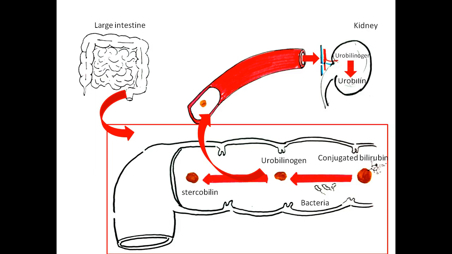urobilinogen is converted to urobilin, and urobilin gives the urine its characteristic yellow color, and the other portion, the stercobilin, is excreted into the stool. That is why our fecal matter or stool has a characteristic brown color. So this is how bilirubin is eliminated from the body.